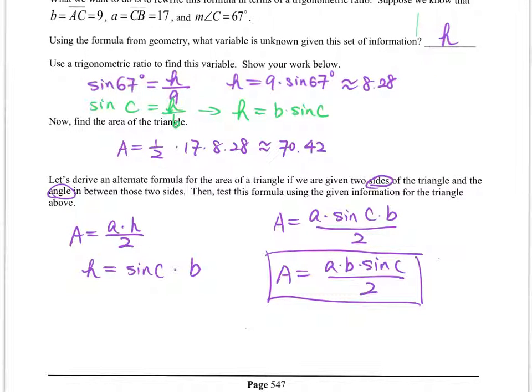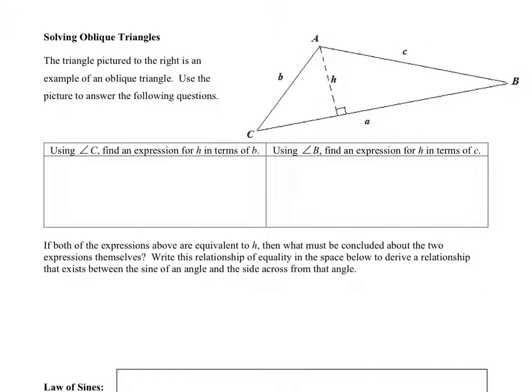So I think the rest of it is pretty straightforward. Let's look at this example here. We've got an oblique triangle on the right. We have to answer the following questions. Use angle C to find an expression for H in terms of B. So we want to know H. H is the opposite side, and B is the hypotenuse. So sine C should be opposite over hypotenuse. Therefore, H is B times sine C. That's our answer here.